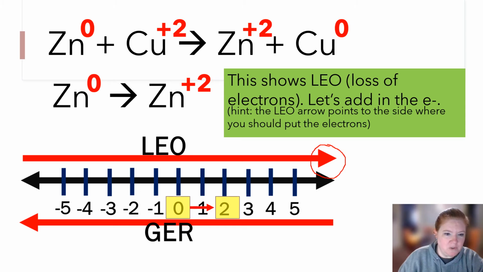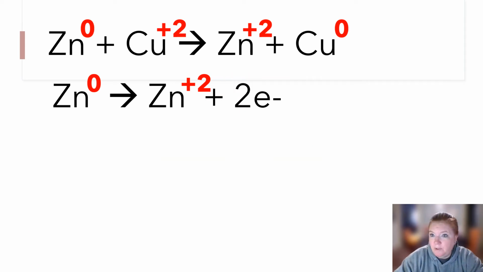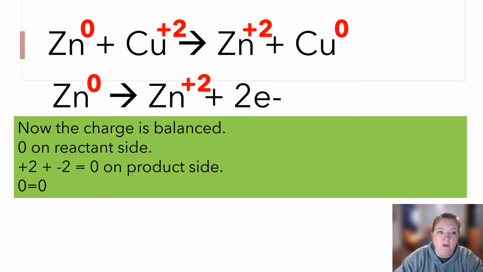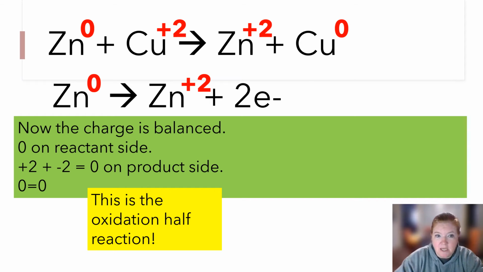But remember, once we follow the number line, this points to us which side the electrons belong on. Okay, so also notice this. When I went from 0 to +2, that goes that way. Do you see? That's the side the electrons belong on. And remember, we said 2 electrons, so we put them there. Well, now the charge is balanced because we have 0 on the reactant side and we have a +2 and a -2 on the product side, but those together add 0. So this is the oxidation half reaction. It shows conservation of mass, 1 zinc, 1 zinc. It shows conservation of charge.